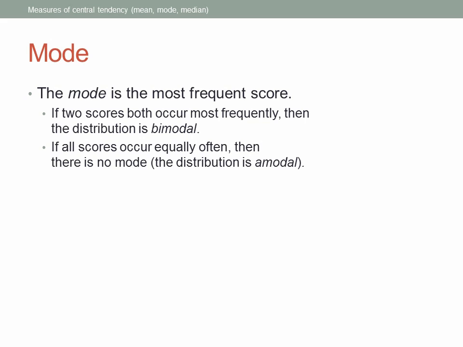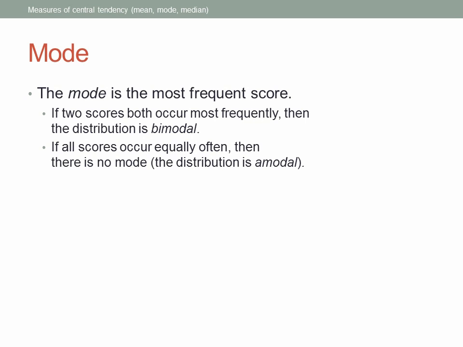The mode is the most common score, the most frequent score. If there are 2 scores that both occur the same most number of times, then we just say that there are 2 modes. The distribution is bimodal. Yes, there might even be more, trimodal and so on. If all the scores occur equally often, then there is no mode. The distribution is said to be amodal. Amodal means no mode. So the mode is easy.